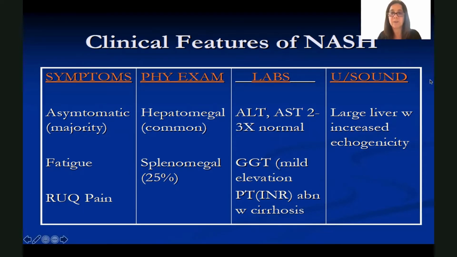Often the liver enzymes are elevated, but they may not be as high as you expect. But 2 to 3 times normal is usually what we'll see. You may see elevation of GGT, and you may see abnormal synthetic function with an abnormal PT or INR. And really on the ultrasound, you're seeing the size of the liver very objectively, and you're seeing this increased echogenicity. So it's really the ultrasound that you start to say, maybe this is NASH.